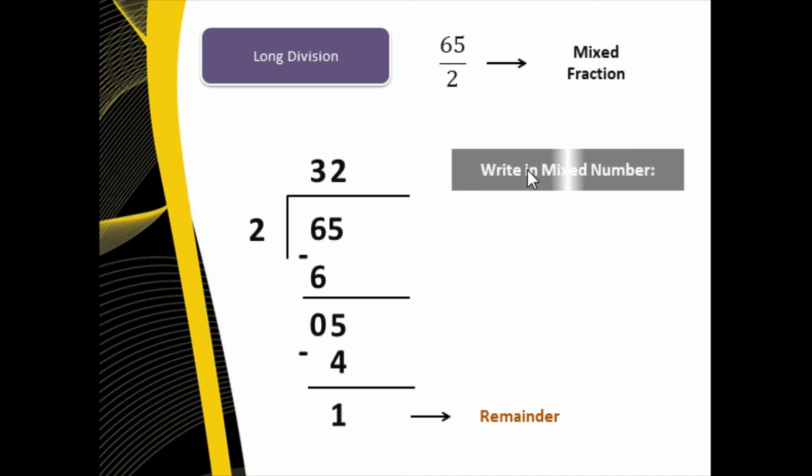Now we are ready to write 65 over 2 in mixed number. First, you write the answer, which is on top. You write 32. And then you look at the remainder. It's 1. And the denominator, you have this one. You write 2. Our mixed number now is 32 and 1/2.